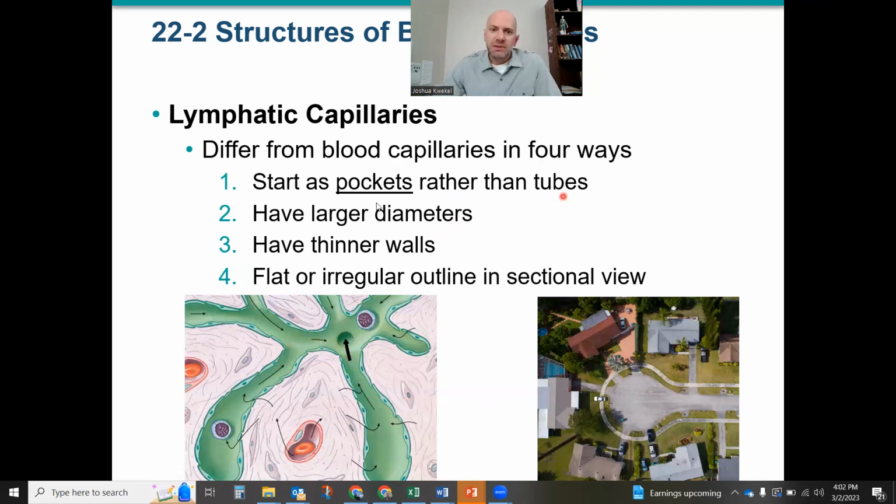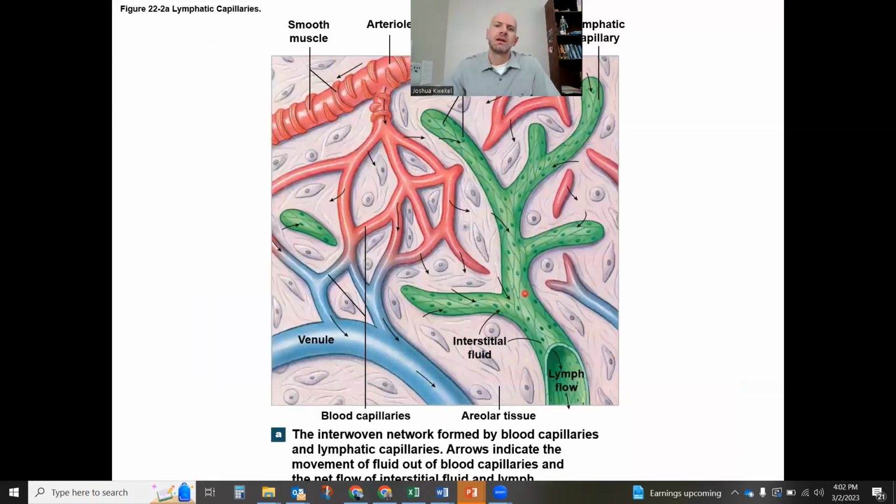So we start off with these pockets rather than tubes. The lymphatic vessels have large diameters, similar to the vein. They have thinner walls, similar to a vein. And they also contain valves, which there's a point that's on a future slide that I'll mention. They usually have a flat or irregular outline in a sectional view, again, similar to a vein. Okay, so this is the diagram. Here you can see these capillaries. The interstitial space is indicated in pink, and the green is showing you the lymphatic capillaries.